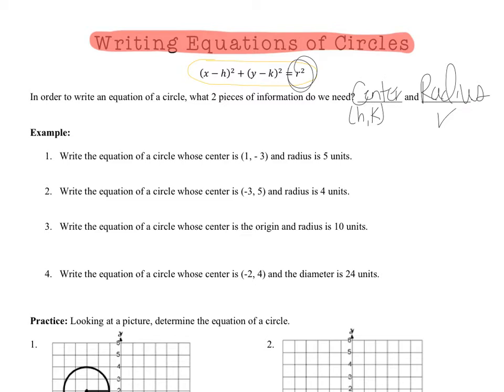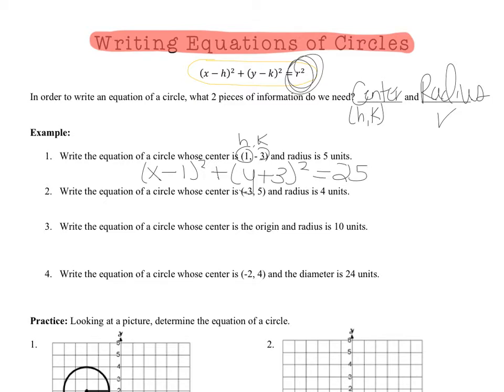It says, write the equation of a circle whose center is (1, -3) and my radius is 5 units. So I'm going to do x, and then the opposite of h, because minus h is just the opposite of h. So this is h, this is k. The opposite of h is -1, so (x - 1) squared, plus y, and then the opposite of k. So k is -3, so this will be plus 3 squared, equals my radius squared. Since my radius is 5, what's 5 squared? It's 25.